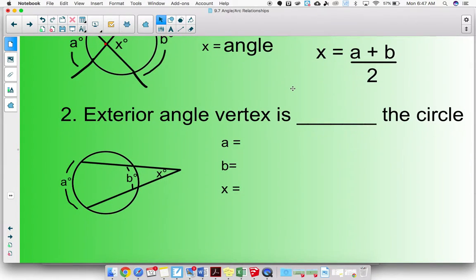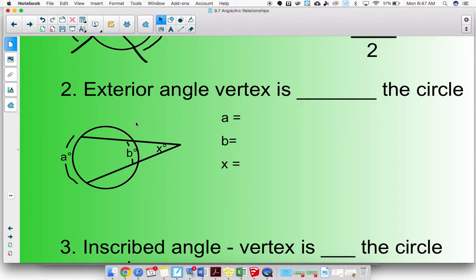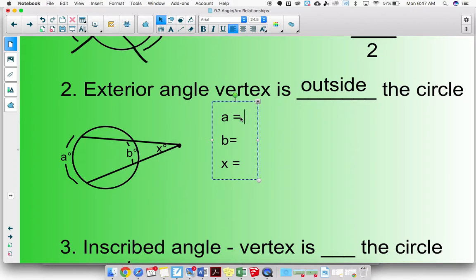All right, now if you scroll down or if you look at the next equation, notice that X has the vertex of its angle existing on the exterior. And so exterior angles is when the vertex is outside the circle. Okay, so once again, A and B will be the intercepted arcs. I'm going to be a little bit more specific. A is going to be the larger arc. B is going to be the smaller arc, and X is going to be the angle.